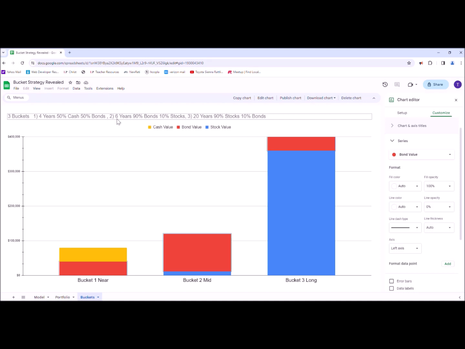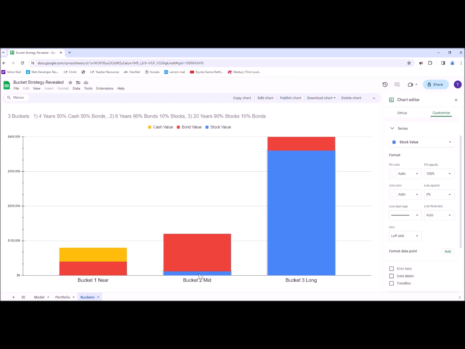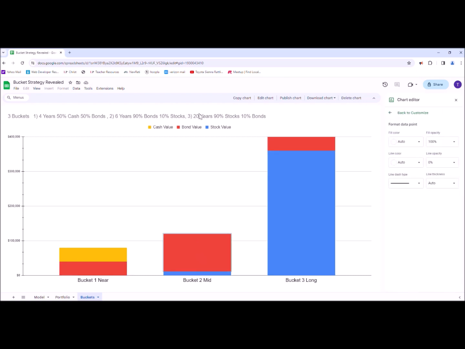And then bucket number 2 is our midterm bucket. It's 90% bonds, 10% stocks, and I just chose that for the model. You could plug in any allocation into that bucket that you want to show what I'm about to show. All right, bucket 2, the blue is the stocks, the red is the bonds. Bucket 3 is a 20-year bucket, and it's 90% stocks and 10% bonds. And so there's the big field of blue of stocks and then some bonds. So that is the 3 bucket strategy. It probably looks familiar to many of you out there.